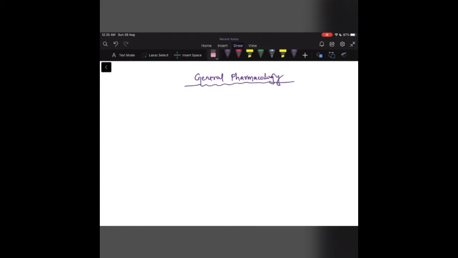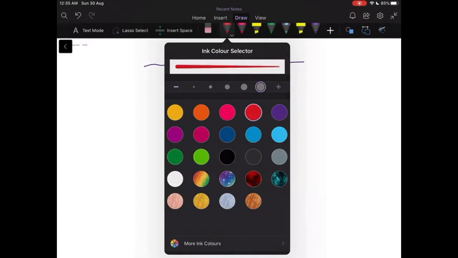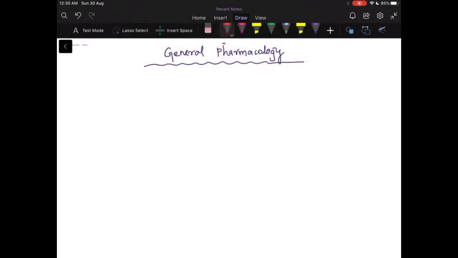Let us understand what is pharmacology. The word pharmacology has been derived from two Greek words. One is pharmakon, which means drug, and another Greek word is logia, which means study of.